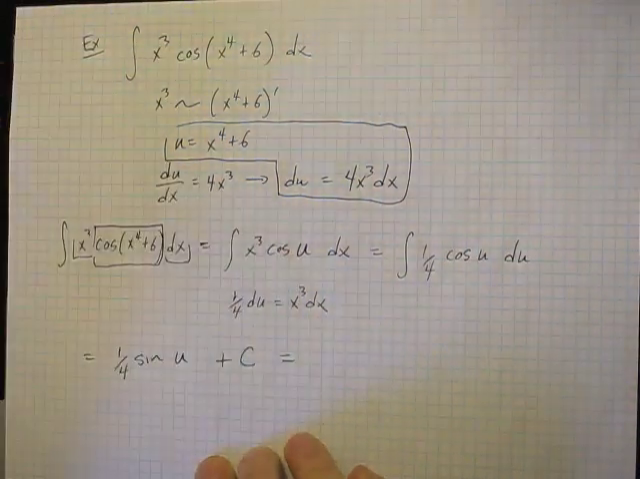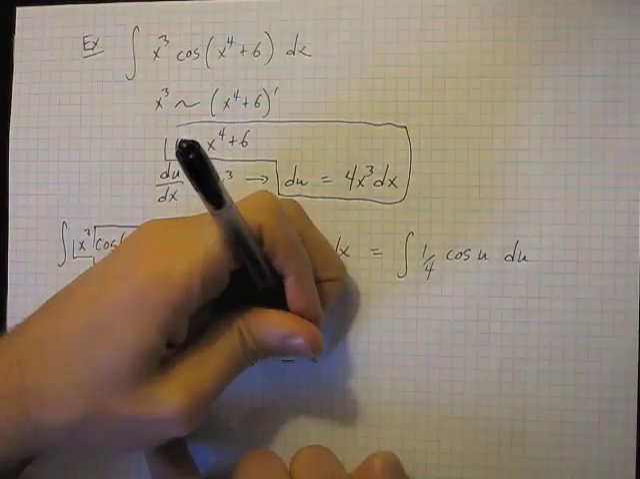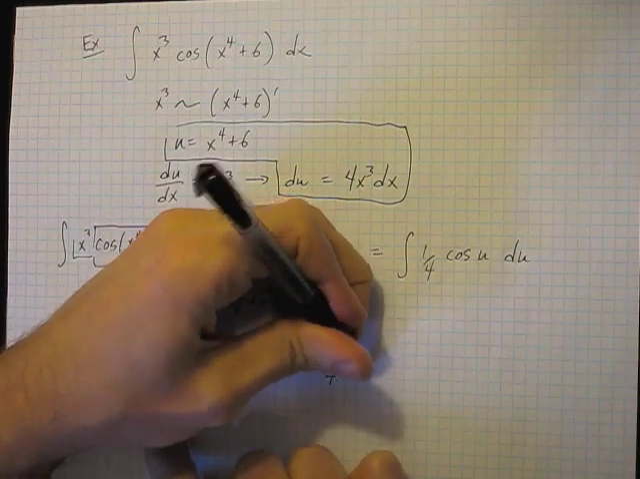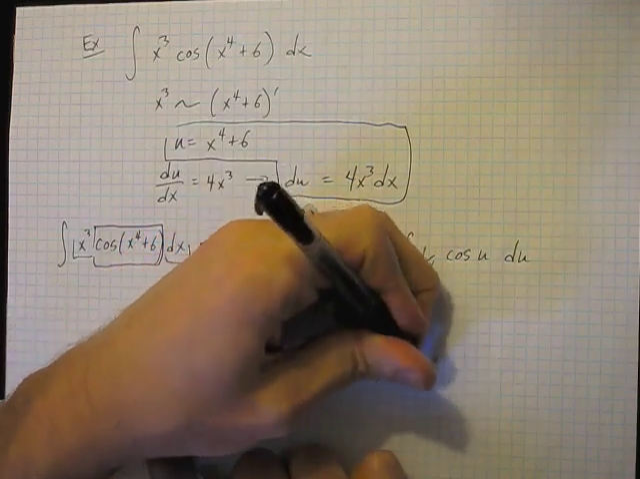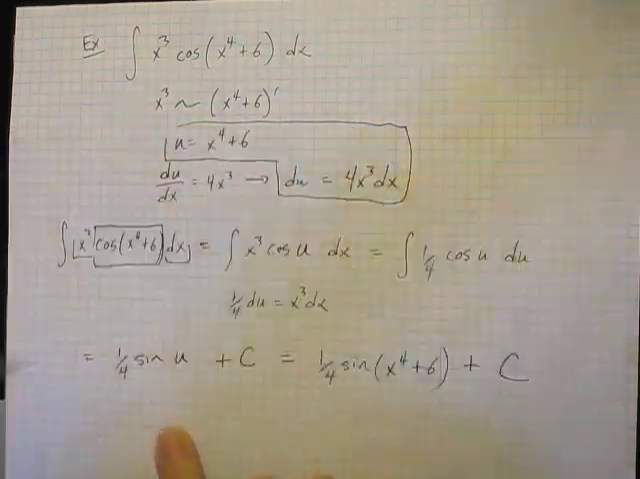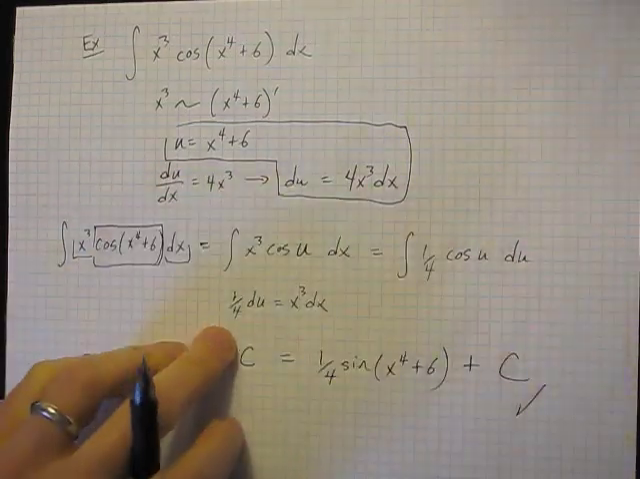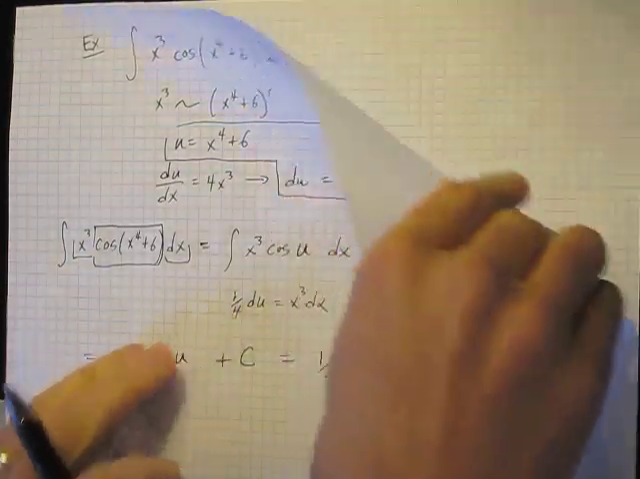And to be really, really done, we need to go back and plug in x, because our answer to this should be a function of x. So this is 1/4 sine of x to the fourth plus 6, plus c. Okay, so this is the answer. All right, that's another example using substitution.